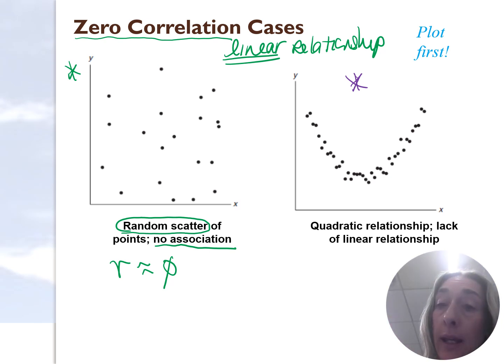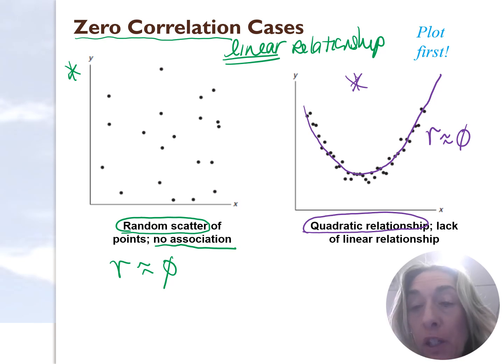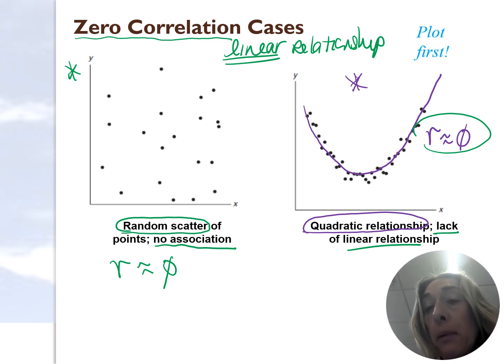Okay, that correlation coefficient is also likely pretty close to zero, but for a different reason. It's not due to the lack of any relationship between them, because there is a relationship between X and Y, some sort of curvilinear relationship, perhaps a quadratic relationship. So there is a relationship, it's just that the relationship is not linear. There's a lack of a linear relationship. That's why r is approximately zero here.